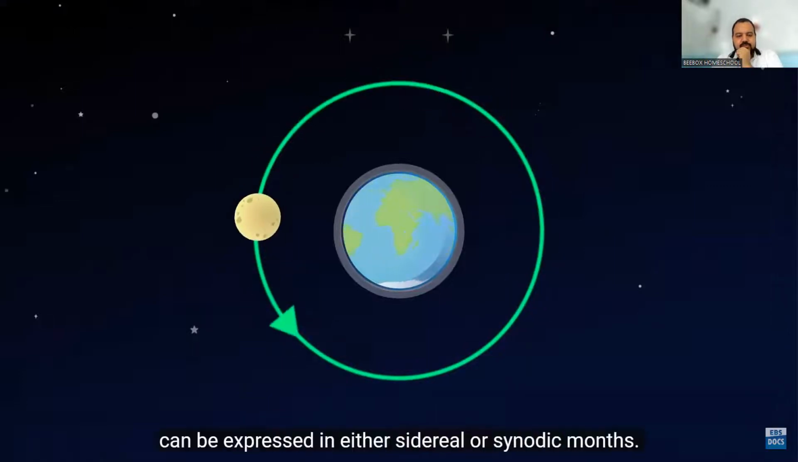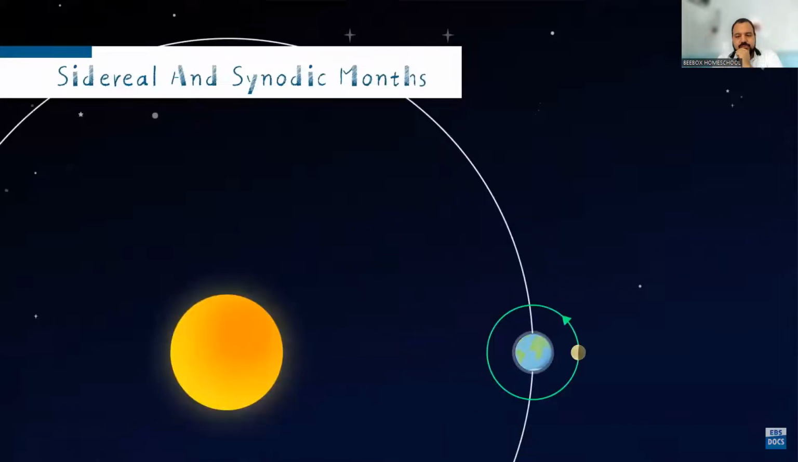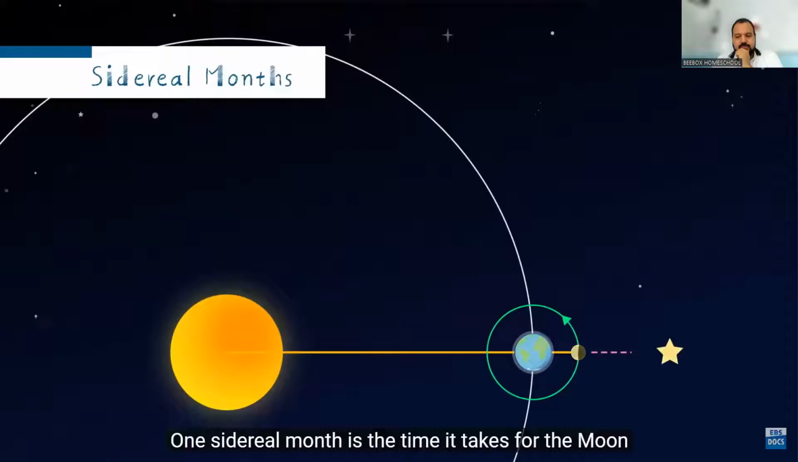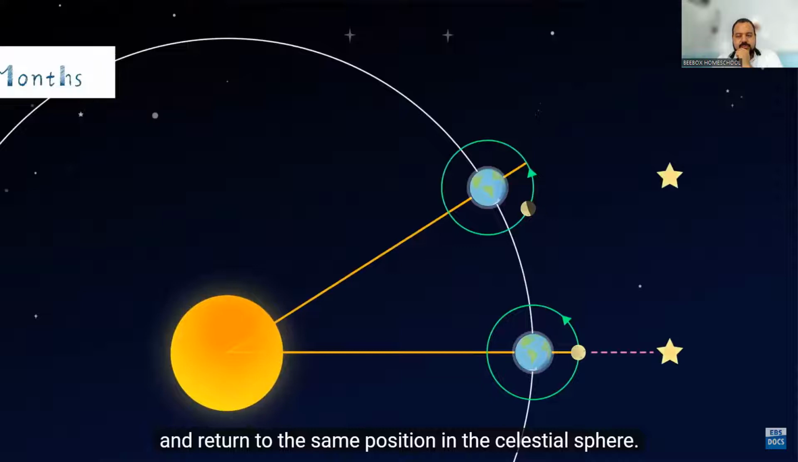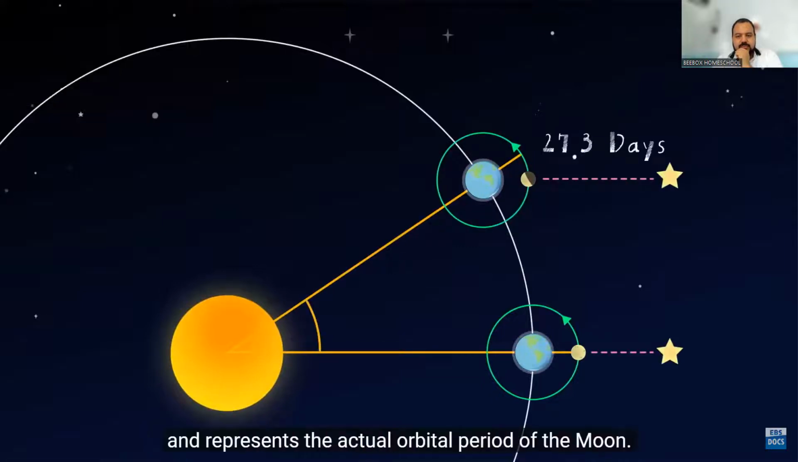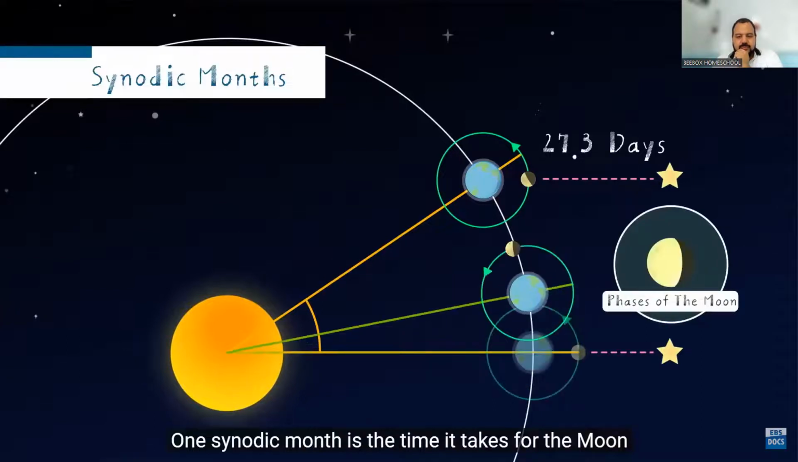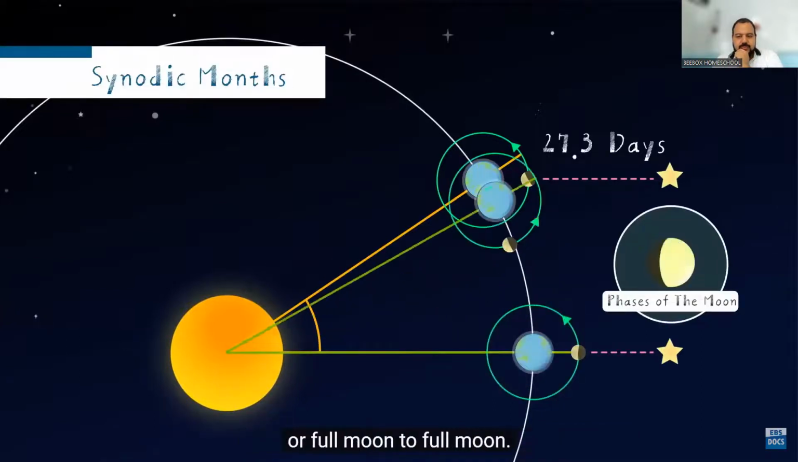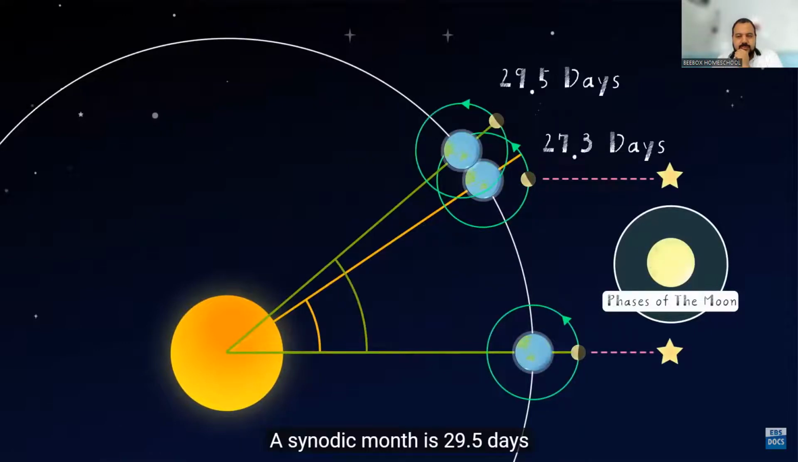The orbital period of the moon can be expressed in either sidereal or synodic months. One sidereal month is the time it takes for the moon to orbit the Earth once and return to the same position in the celestial sphere. A sidereal month is 27.3 days and represents the actual orbital period of the moon. One synodic month is the time it takes for the moon to go from new moon to new moon, or full moon to full moon. A synodic month is 29.5 days and is known as the lunar month.